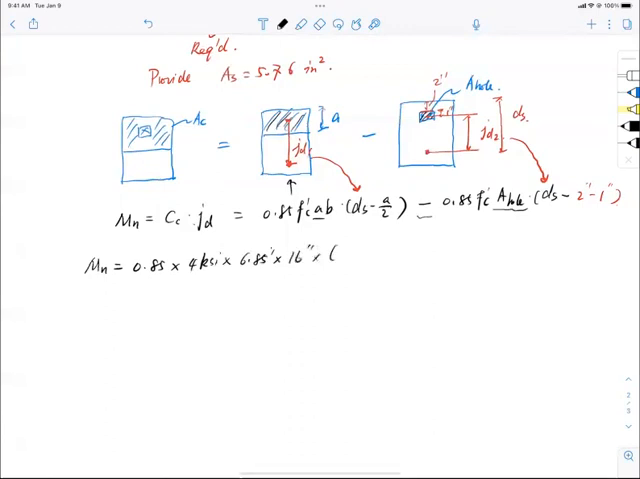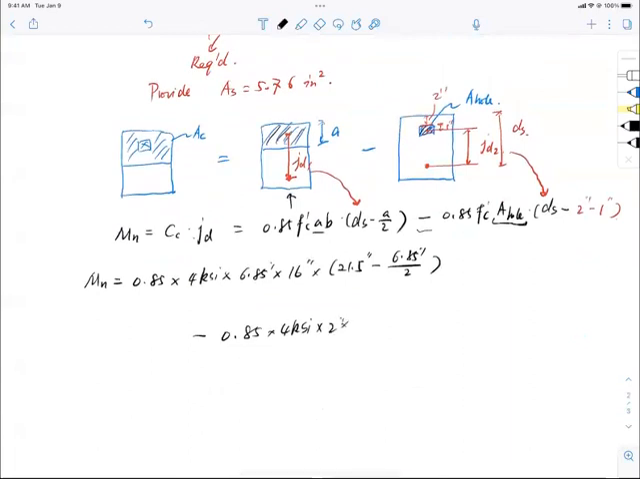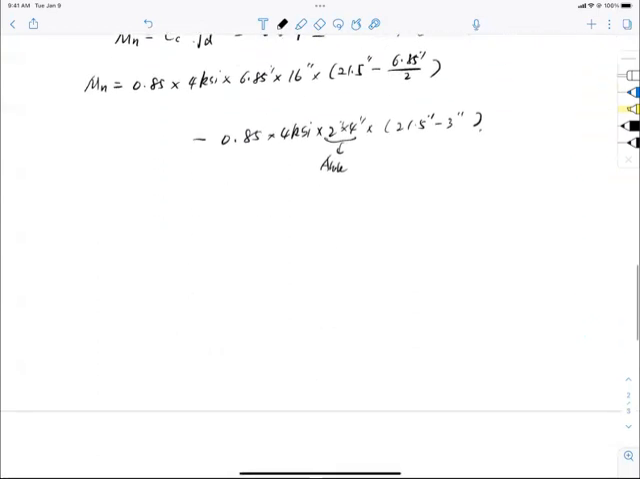Multiply inside the bracket ds, and ds equals dt, one row of reinforcement, assume 1.5 inch, minus 6.85 inch divided by 2, and minus, I'm just going to drag the whole number down here, 0.85 times 4 ksi, and then the area of the opening. What is the area of the opening? A 2 by 4, so 8 square inches. That's the area of the opening. And then multiply by the distance, 21.5 inch right here, minus 3 inch, and voila, there you have it.